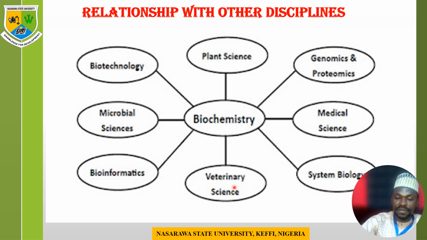Then we have systems biology and veterinary sciences. This is where the zoology students come into play. So there's a direct link. Microbial sciences, microbiology. Bioinformatics, a multidisciplinary course that draws information from statistics, mathematics, and many other courses. Biotechnology, the new world, the improvement of cells to give us better products. Food industries and pharmaceutical industries use aspects of biotechnology as they manipulate the cell. But all that has to do with the knowledge of biochemistry.